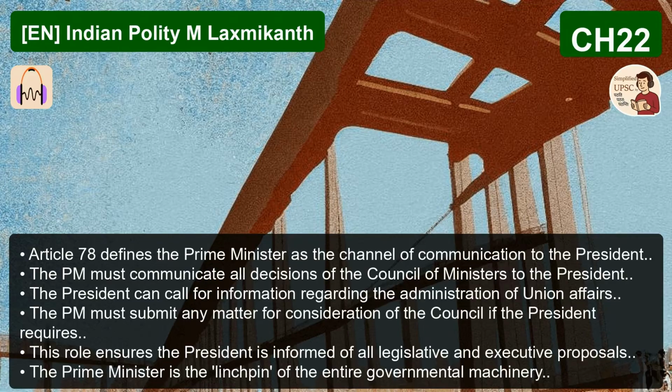Okay, here's where the technical detail is so important for exams. The COM is right there in the original Constitution, Articles 74 and 75. But where does the cabinet get its constitutional mention? Because for decades, it wasn't even in there, was it? It was just a convention.